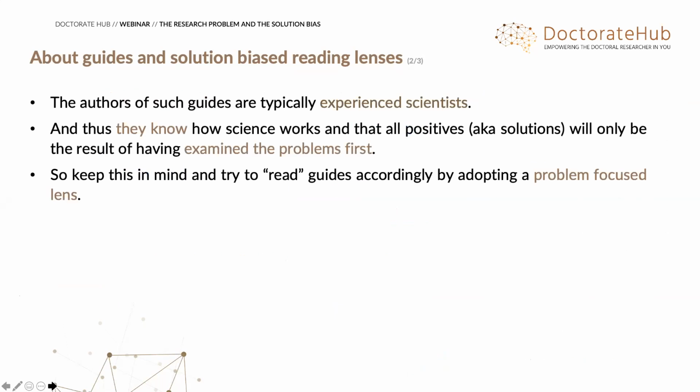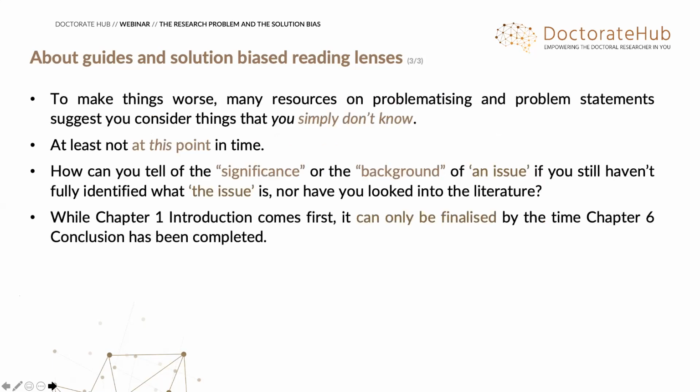The authors of such guides are typically experienced scientists, so they do not mean it badly. They don't want to mislead you, but they know how science works. They are very, very damn sure about the solution bias. They are those few that will go for that 8,000 words that Google puts out. But that also means they are very remote and far away from where you are. They write guides with their lenses, which is a problem-focused lens, and you read the same guide with a solution-focused lens.